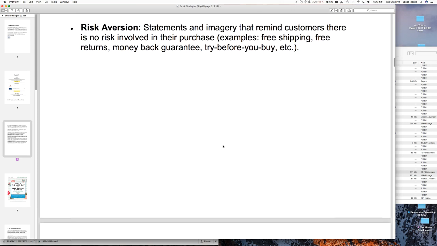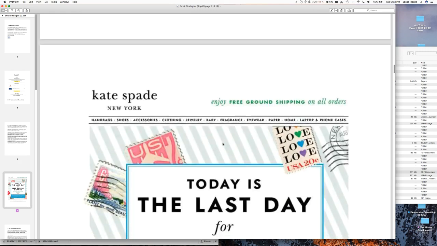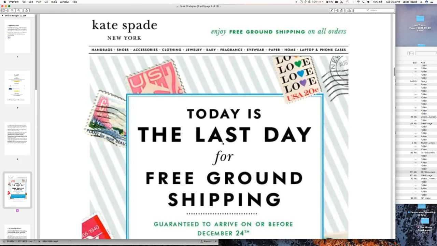Amazon can't do that on scale. They can only beat you on price. They can't beat you on service. There's no way. So here's an example of Kate Spade.